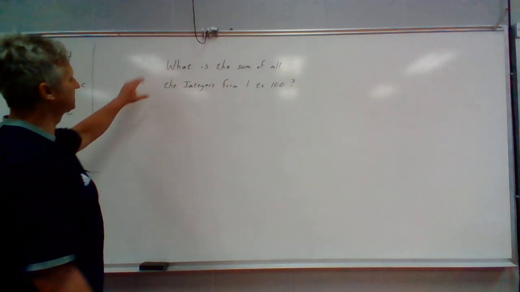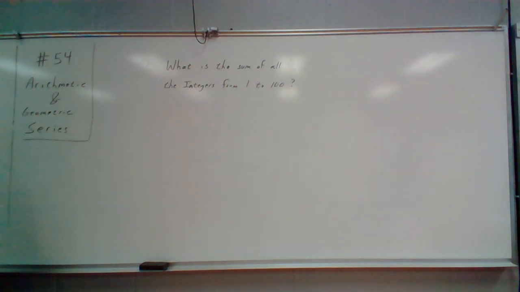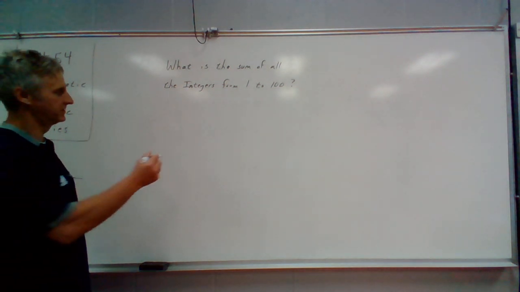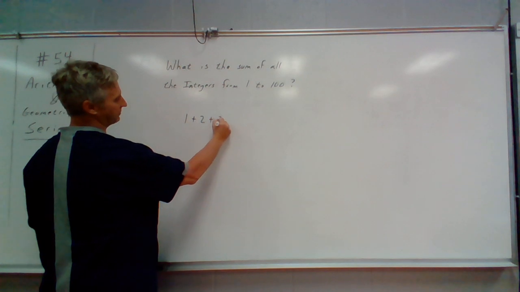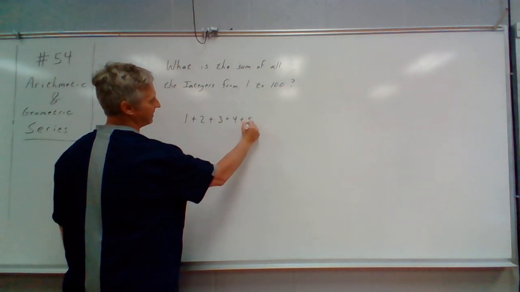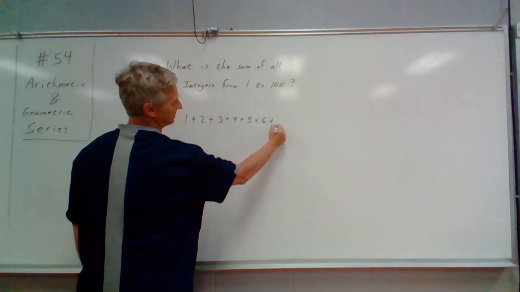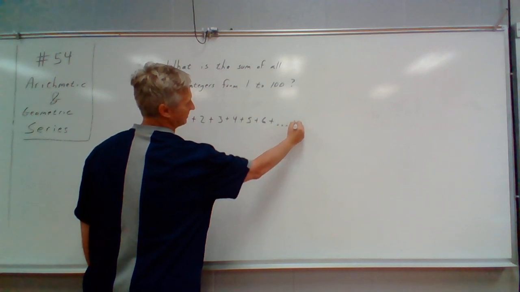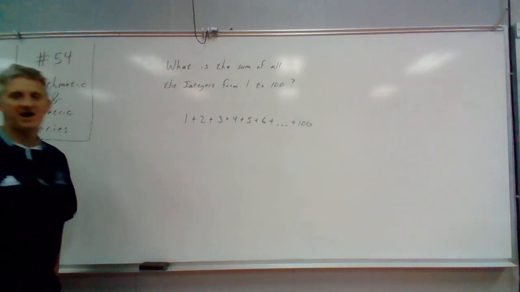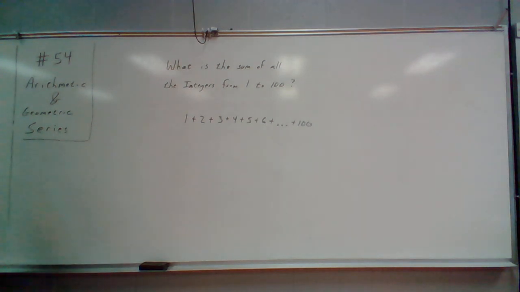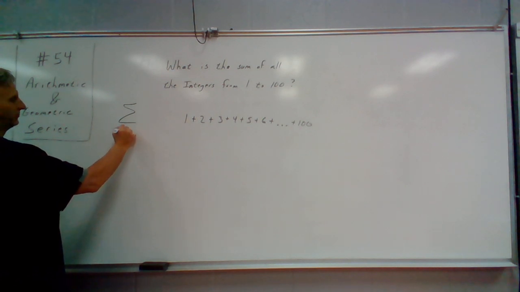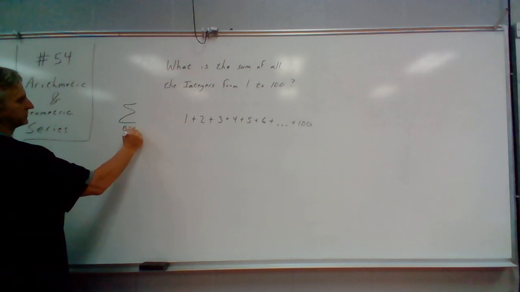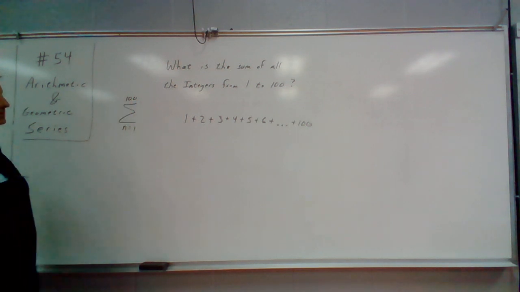All right, so here's an interesting question. What is the sum of all the integers from 1 to 100? So I want to know what's 1 plus 2 plus 3 plus 4 plus 5 plus 6 plus all the way up to 100. I want to add all those numbers together. All right, if we wrote that out in sigma notation, so I want the sum, and we'll start with 1. So we'll go n equals 1 all the way to 100.